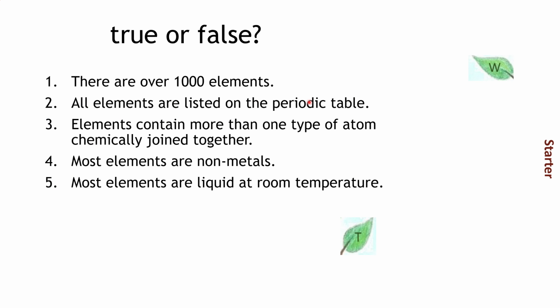Now, quick true or false. Pause it, have a little go of these, and then unpause it when you think you've got the answers. Right, this first one. This is false. There are just over 100, around about 100, elements. You can check that by going onto your periodic table and seeing the one with the highest proton number. The number of protons will tell you what number element it is. The second one is true. All elements are listed on the periodic table.